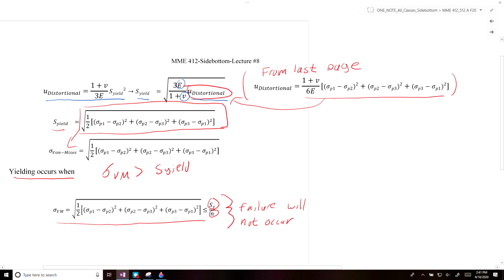So in short, we can use this distortional energy theory and a simple uniaxial stress case in order to relate the yield strength to the von Mises stress, which we can then use to predict failure within an engineering component for any state of stress, regardless of how complex the loading situation is.